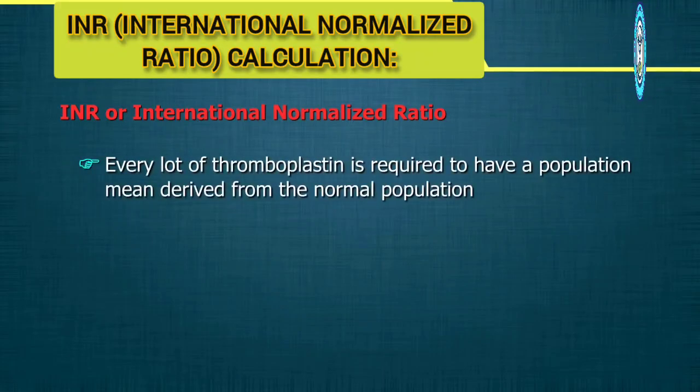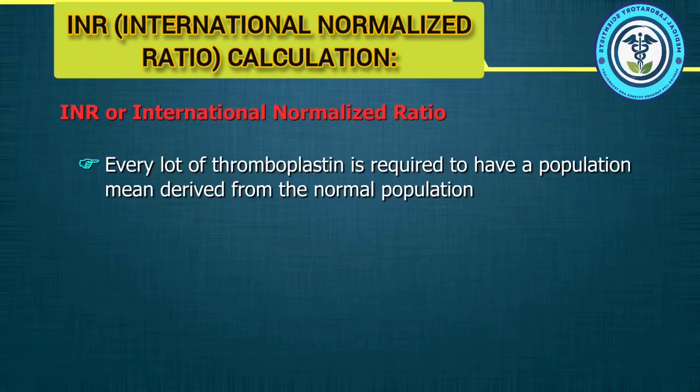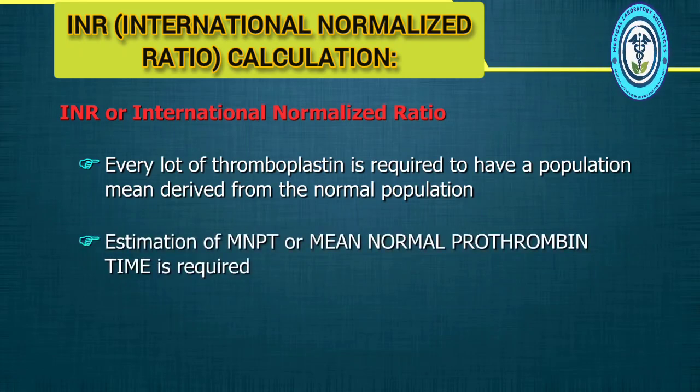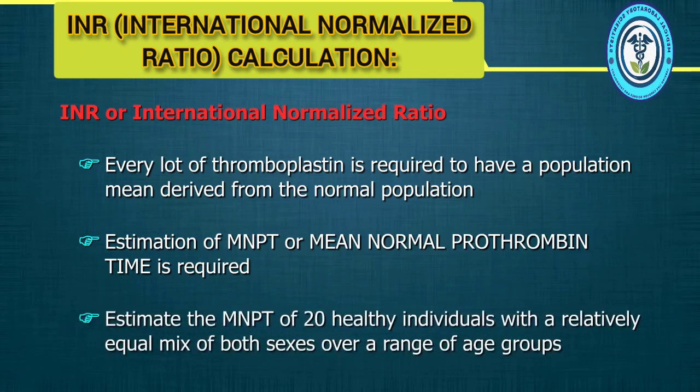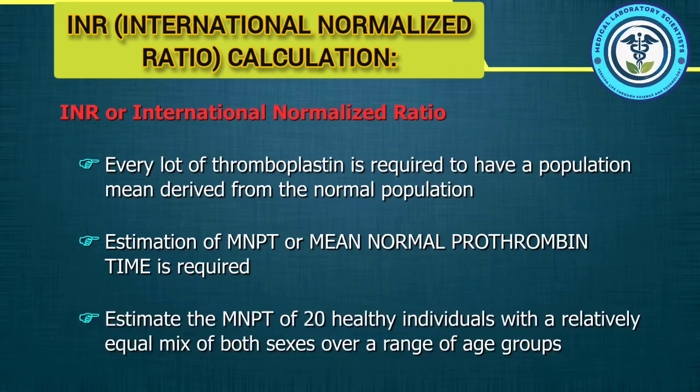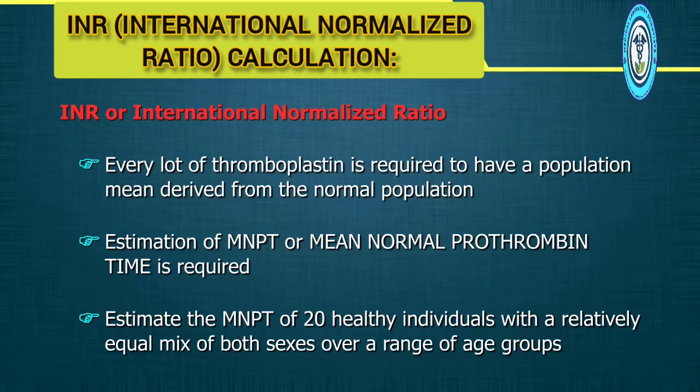ratio. Every lot of thromboplastin is also required to have a population mean derived from the normal population. For this, an estimation of MNPT, or mean normal prothrombin time, is required. A laboratory can estimate the MNPT from a minimum of 20 healthy individuals with a relatively equal mix of both sexes over a range of age groups.